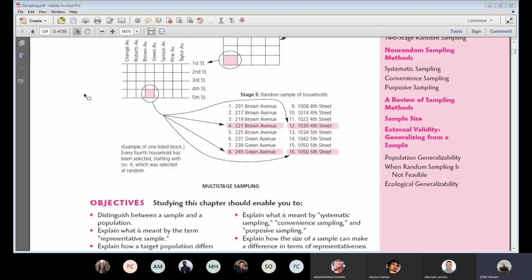Again, later on we're going to talk about things you can do to reduce bias, because when you do convenience sampling, there is bias. Here we're not talking about eliminating bias, but reducing, mitigating bias. So that's what convenience sampling is all about. How about purposive sampling?